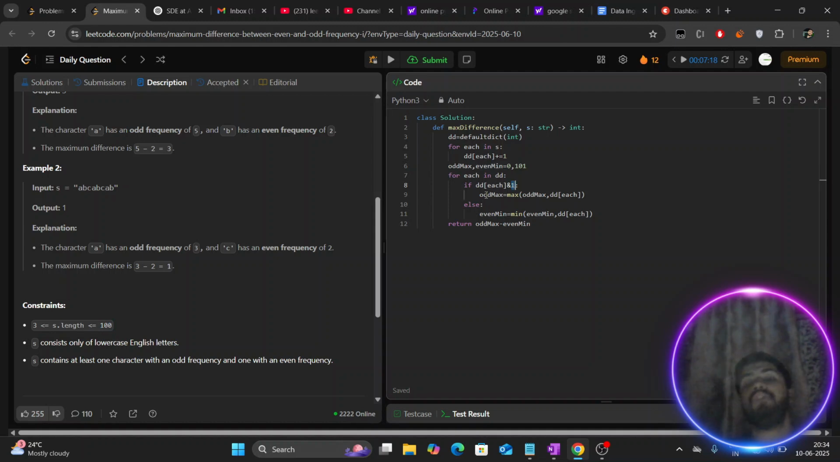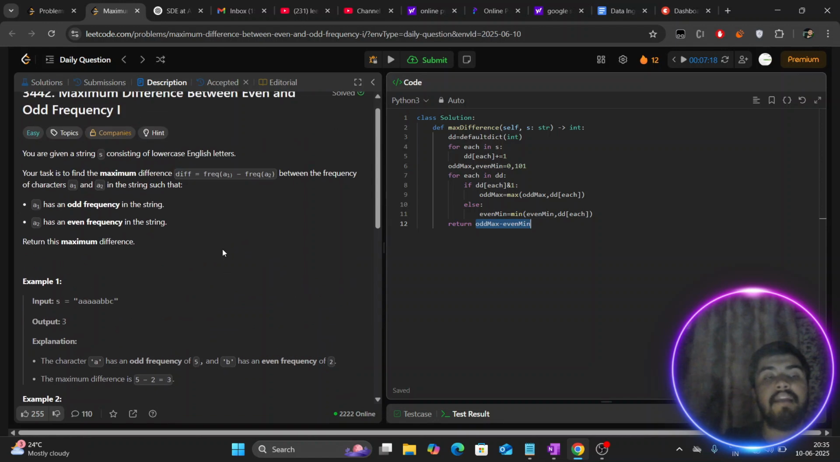If dd of each mod 2 is 1, that means it's an odd frequency. For odd frequency we maximize: odd max is the max of the current odd max and dd of each. Else it is even, so we minimize: even min is the min of even min and dd of each. Finally we return odd max minus even min. That is our answer, because the delta should be larger when we take the maximum on the odd side and the minimum on the even side.